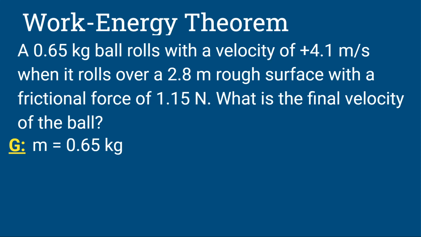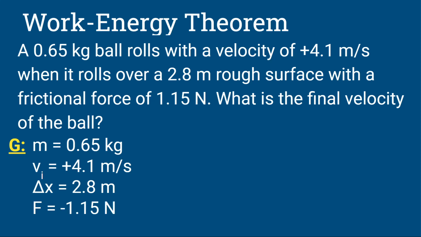Let's list our givens. We have a mass, we have an initial velocity, we have a displacement, and we have a force. However, I know when I see friction that it needs to be in the opposite direction as the motion of the object. The object's motion is positive 4.1 meters per second. Therefore, when I write my friction, I'm going to put a negative sign in front of it because friction is always opposite the direction of the motion of my object. So it needs to be negative because my velocity is positive. Don't forget that sign. It'll mess you up if you forget it.